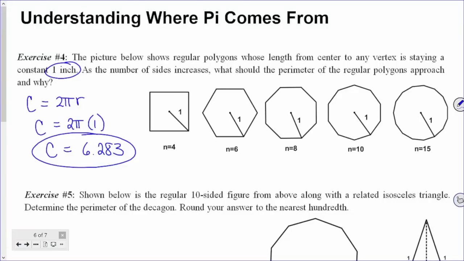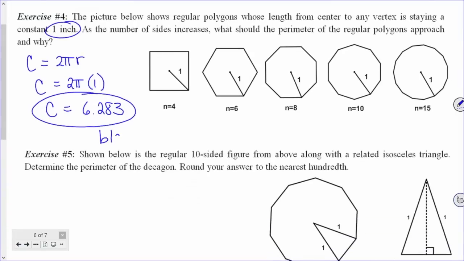And that is because the shapes are getting closer to a circle.